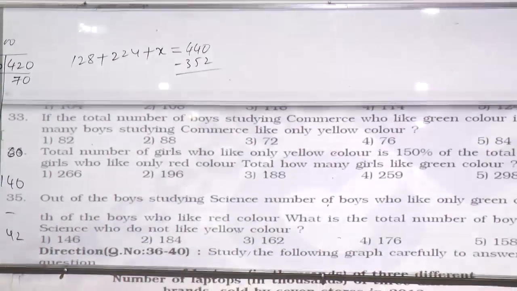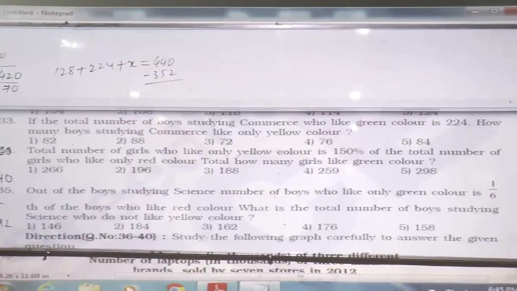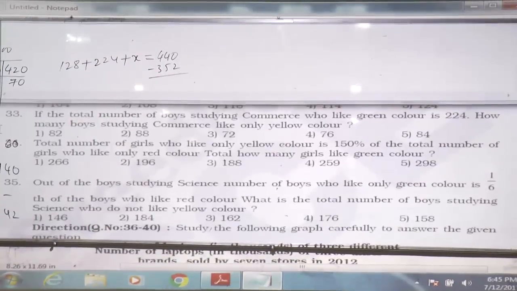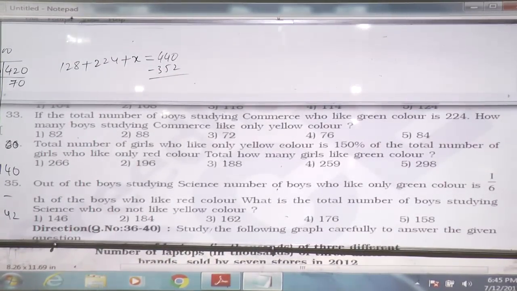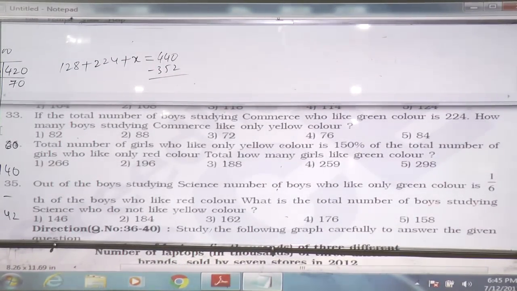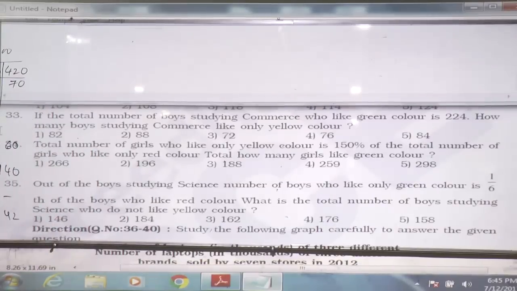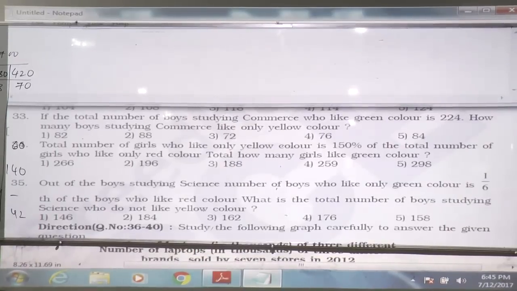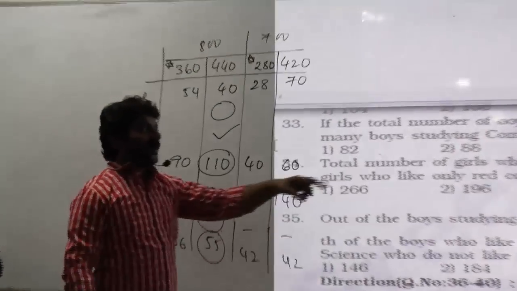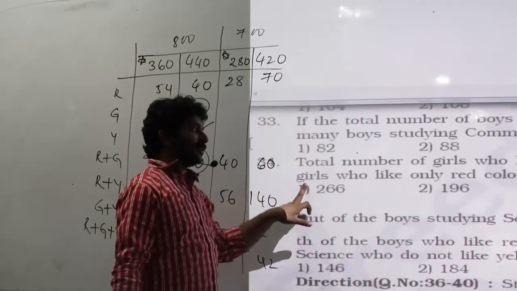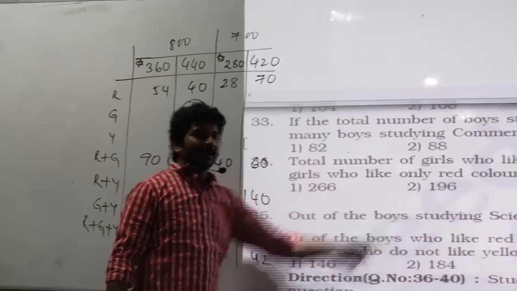Next, 34. Total number of girls who like only yellow color is 150% of the total number of girls who like only red color. How many girls like green color? Now, this is about girls. Do you have any particular stream here? No. Let's do it separately instead of adding every number. Science and then commerce. Girls who like only yellow color is 150% of girls who like only red color.